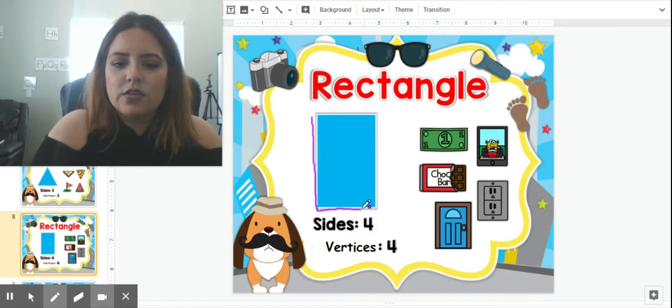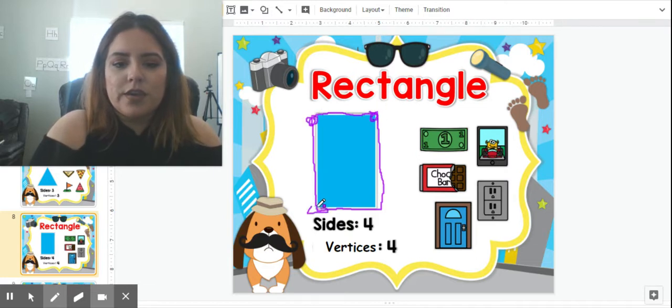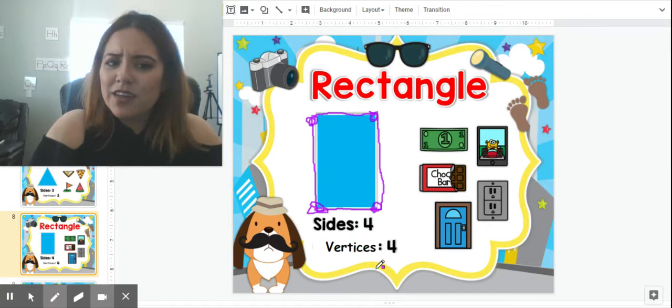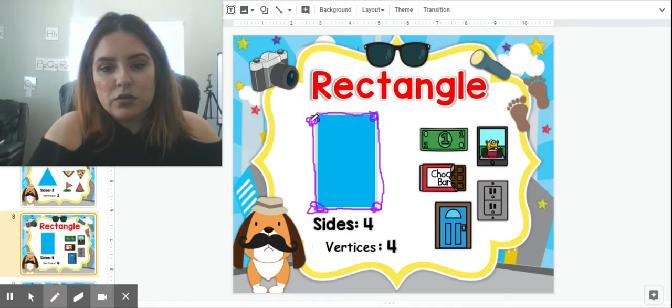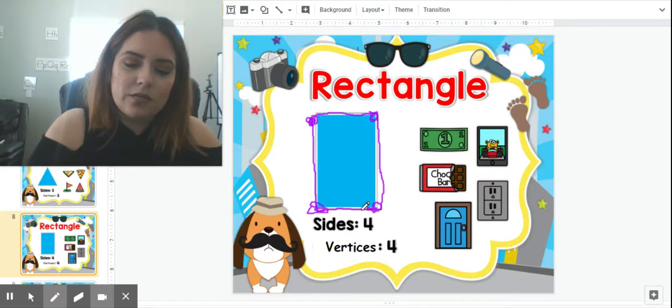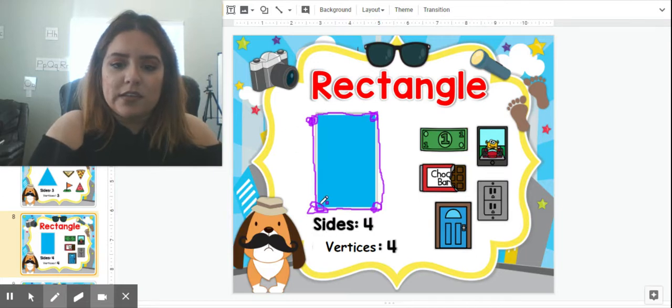1, 2, 3, and 4. And it has 4 vertices. 1, 2, 3, 4. So it has 4 lines and 4 vertices. Kind of like the triangle, right? But what's different between the rectangle and the triangle? I mean, the square, Ms. Cortez. Between the rectangle and the square. They both have 4 sides, and they both have 4 vertices.